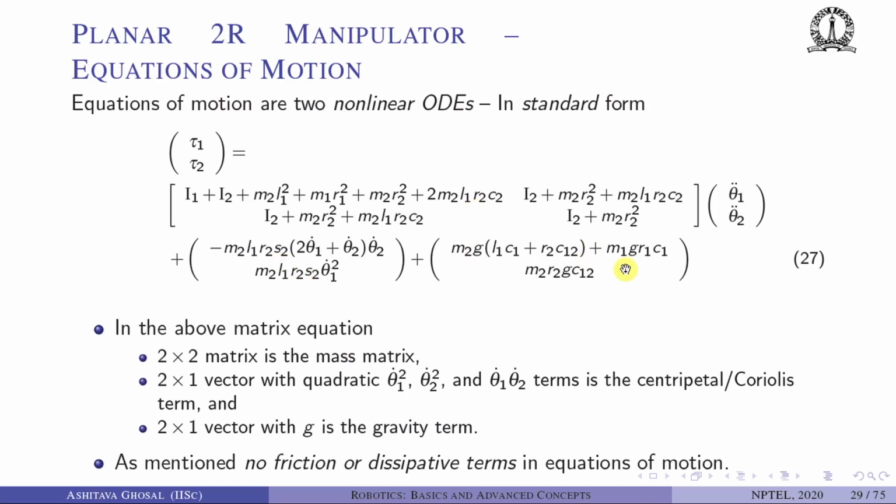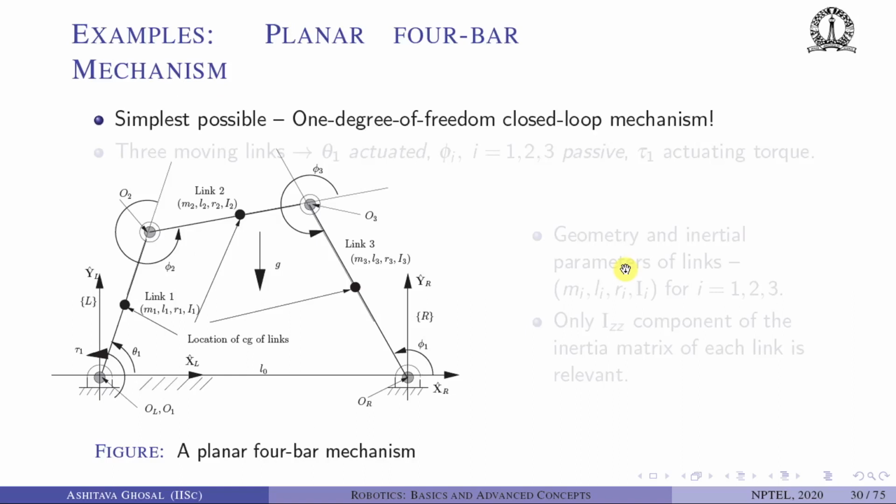Let's look at one more example, which is the planar 4-bar mechanism. This is one of the simplest possible 1 degree of freedom closed loop mechanisms. You can't find anything simpler than this. It has three moving links: link 1, link 2, link 3. There is only one actuated joint because the 4-bar mechanism has 1 degree of freedom. So theta 1 is actuated, and then phi 2, phi 3, and phi 1 are passive.